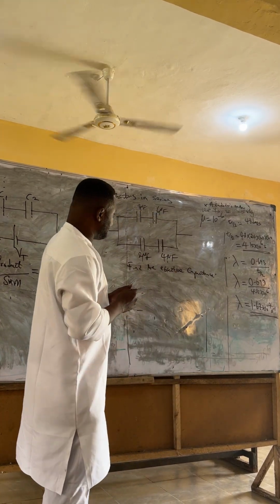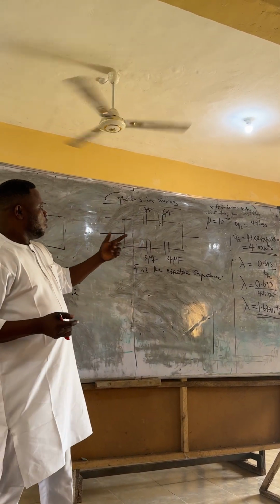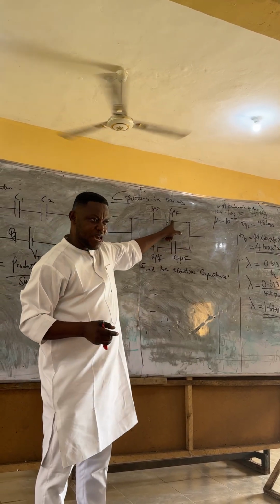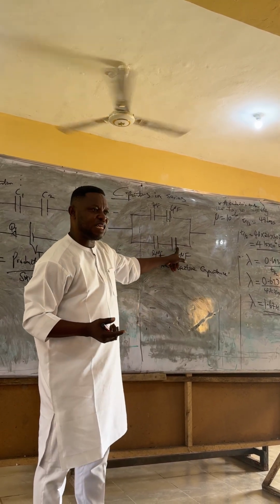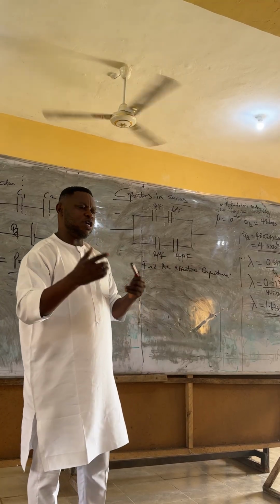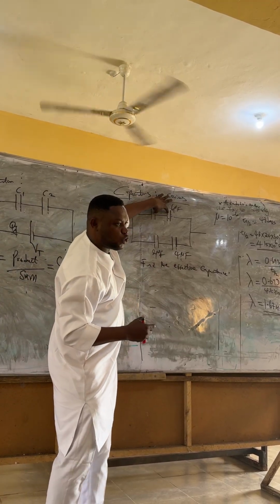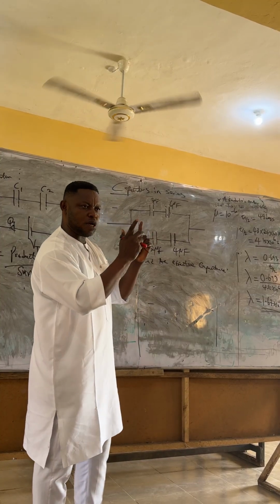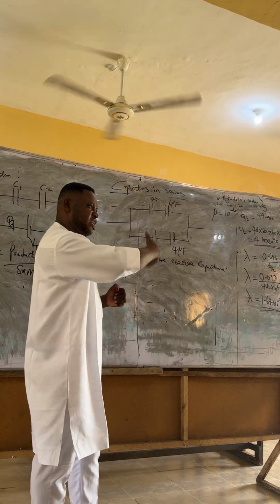To find effective capacitance, what do you do? This one and this one, are they in series or in parallel? These are in series. What about this one and this one? So what you do is first play with these two in series, and play with these two in series. You will now turn them to one. The circuit will reduce before you find the total capacitance.